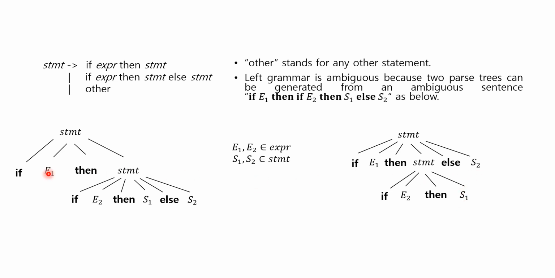So in the case of the expression being false in the first parse tree, it is not going to execute anything because there's no else statement matching the condition false. But in the second parse tree, if the expression E1 is false, then the statement following the else condition is going to be executed, which is S2. This is called the dangling else problem.